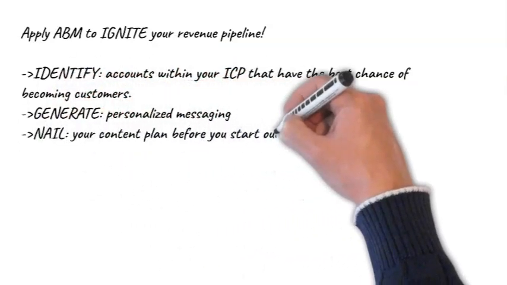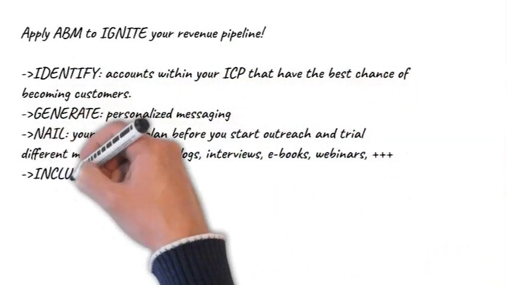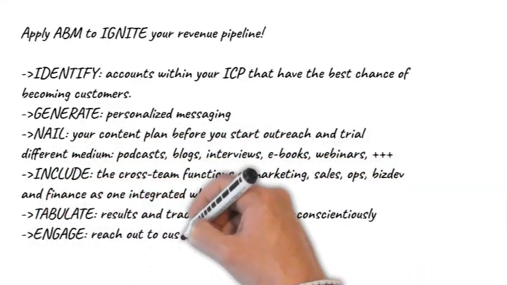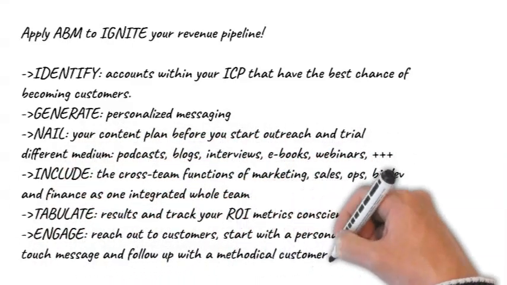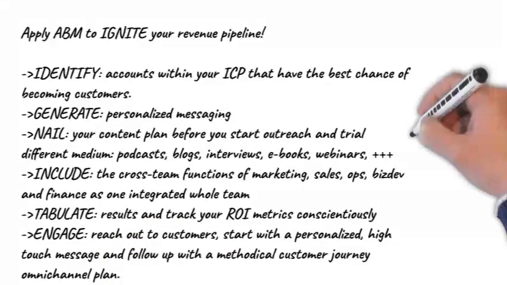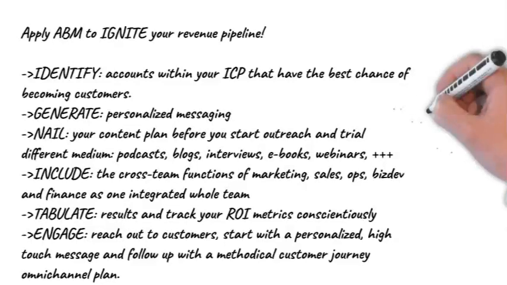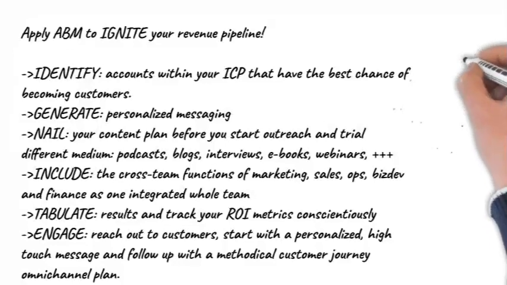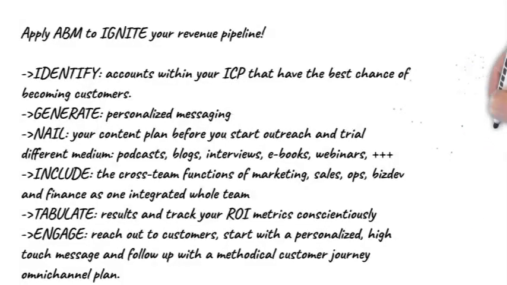We have a simple memory aid mnemonic to think about if you get stuck in the process or you're thinking about what to do next. And apply ABM to ignite your revenue pipeline. And by ignite, we mean identify the accounts within your ICP, the ideal customer profile, that have the best chance of becoming customers. G, you want to generate that personalized messaging because you've learned about their business.